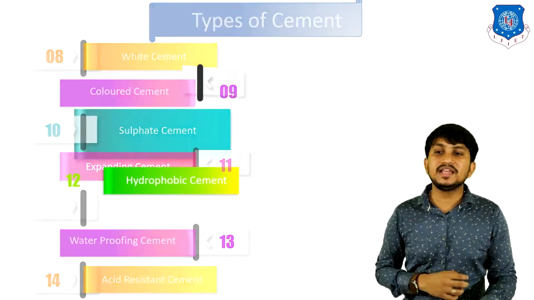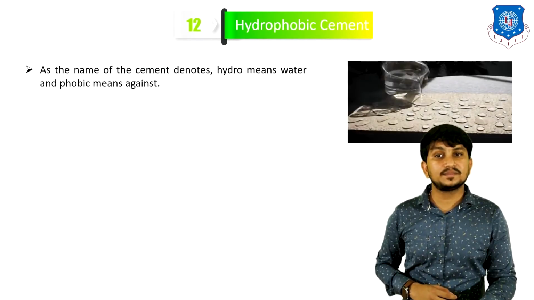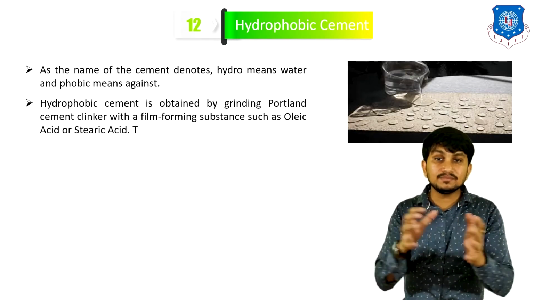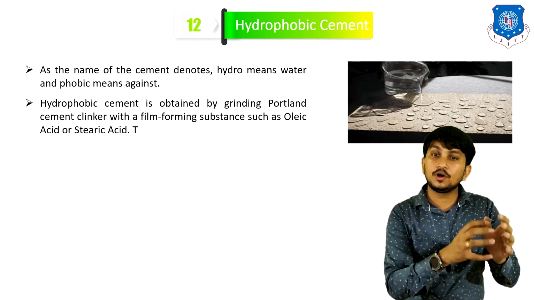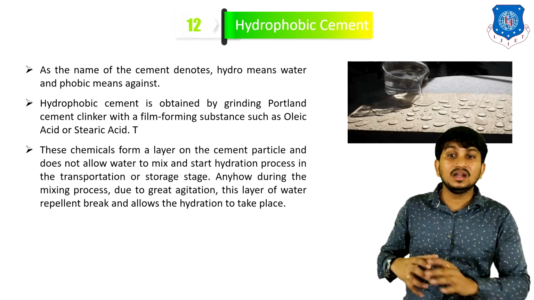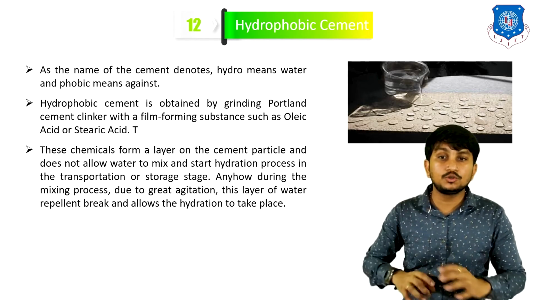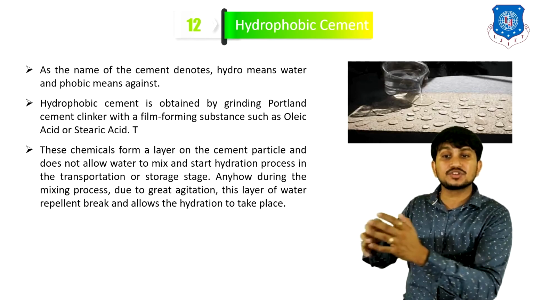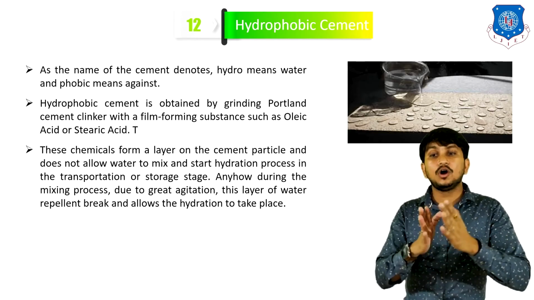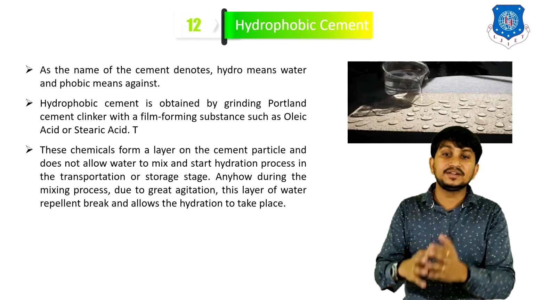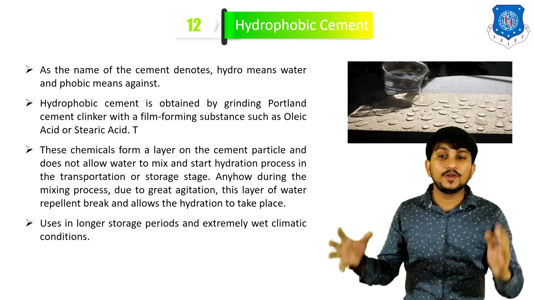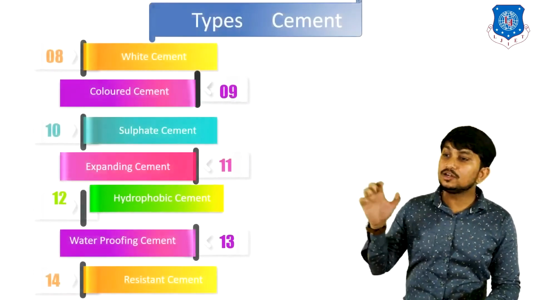Now, hydrophobic cement. The name itself says, hydro means water and phobic means against. Hydrophobic cement is obtained by grinding Portland cement clinker with a film forming substance such as oleic acid or stearic acid. These chemicals form a layer on the cement particle and do not allow water to mix and start hydration process in the transportation or storage stage. Anyhow, during the mixing process, due to great agitation, this water repellent layer breaks and allows the hydration to take place. It is generally used in longer storage periods and extremely wet climate conditions. That's all about hydrophobic cements.